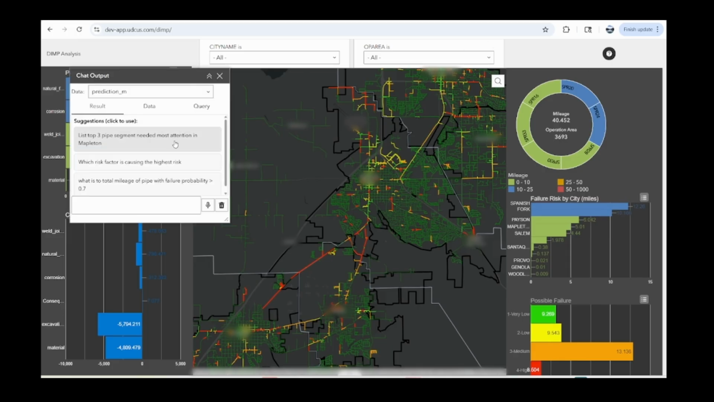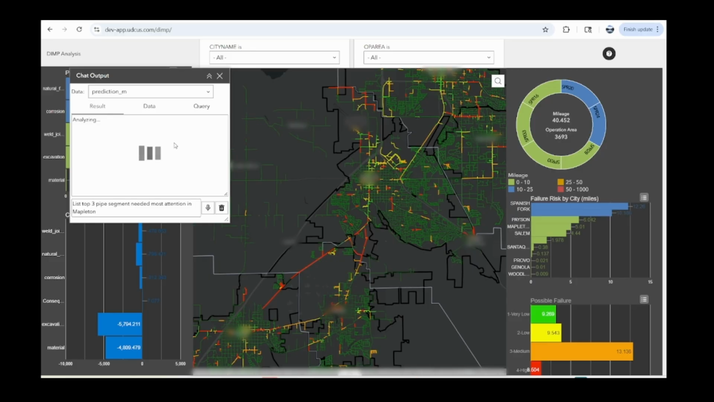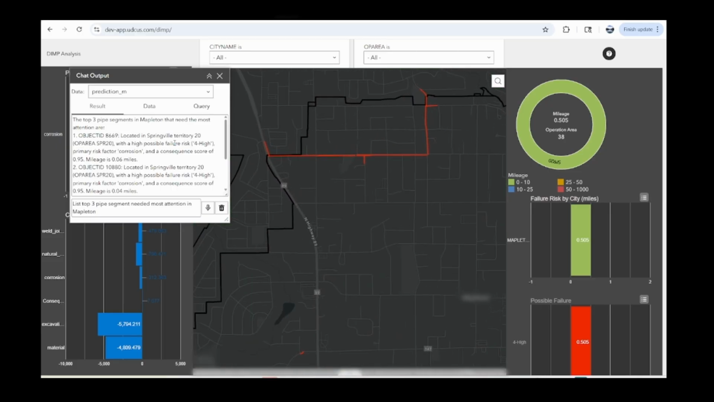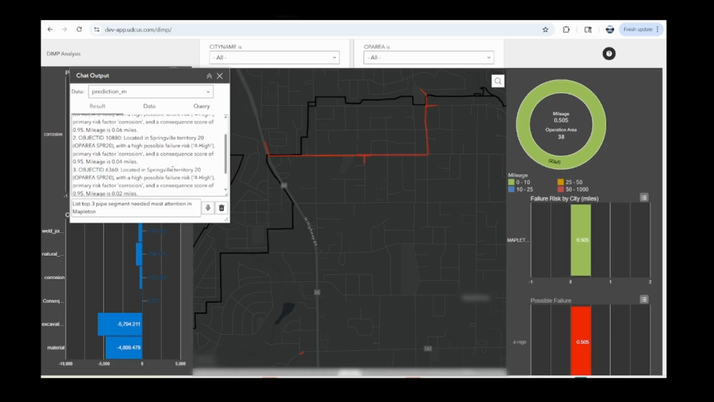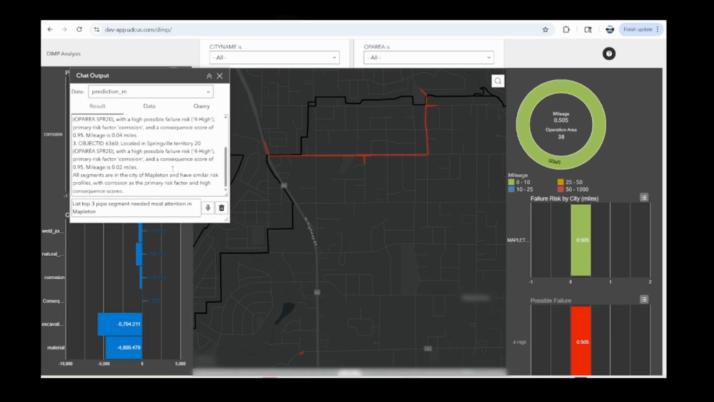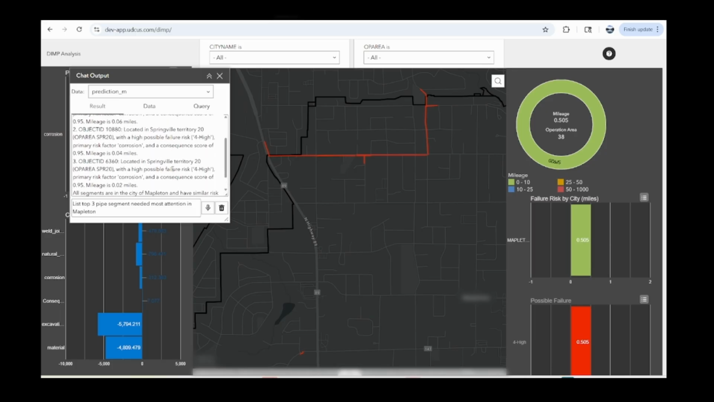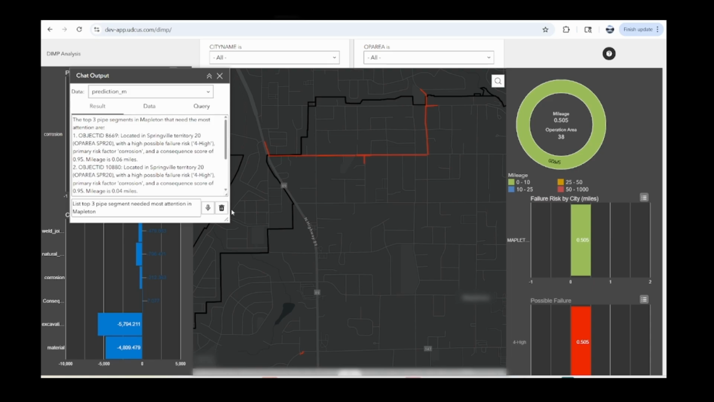An AI agent sits on top of it, so an engineer can just ask, what is the highest risk segment in this district and why? The agent reads the model, it queries the data, and it returns your answer in plain language. So no SQL and no having to sit around and wait for an analyst for the answer.